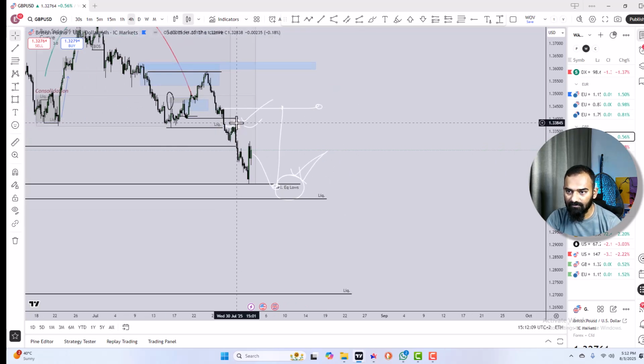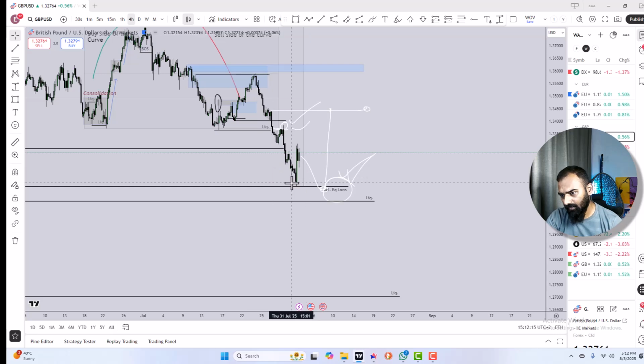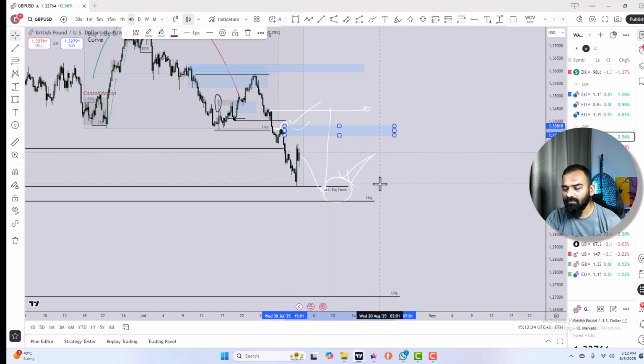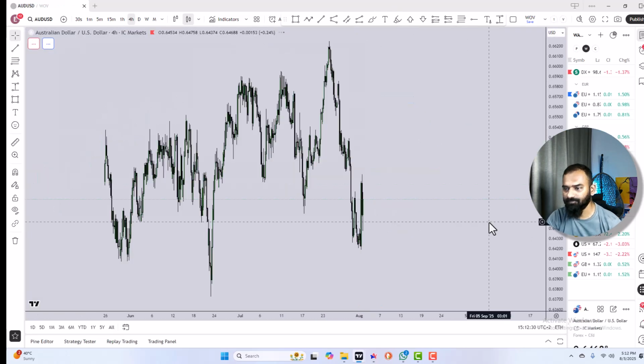And this dropped pretty fast. This one we can consider a good pullback, but this drop was fast. Now this is the pullback which I'm thinking, and it can come up to this level and should drop maximum. So I am bearish on GBPUSD.